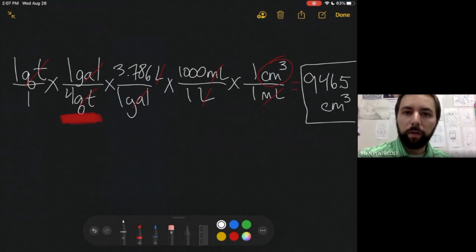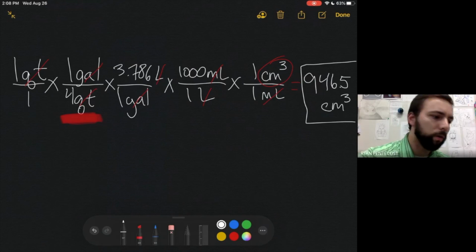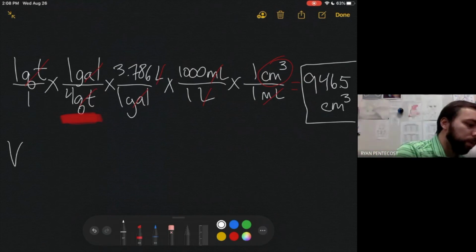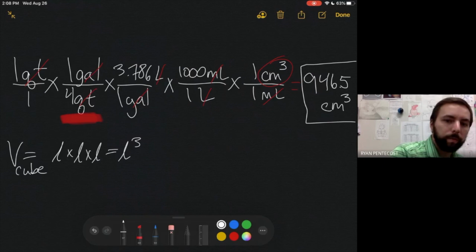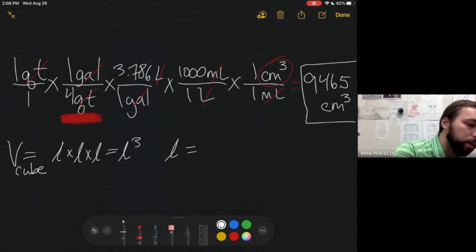Now that's the volume, not the length. This is a cube, right? So now we have to think about, how do you get the volume of a cube? Well, the volume of a cube is the length of each side times itself 3 times. Or you could say that is the length cubed, right? So if we want the length, then we would take the cube root of the volume.